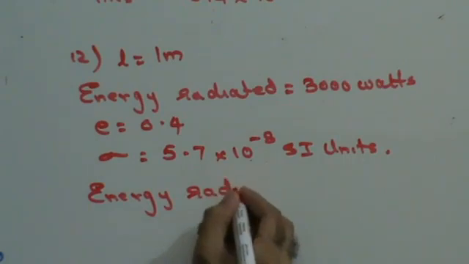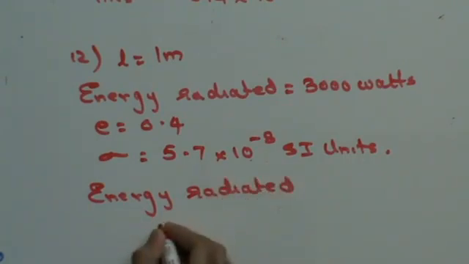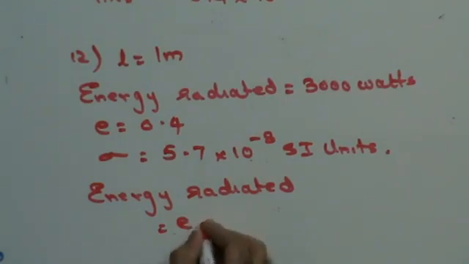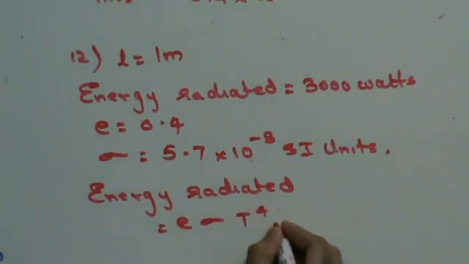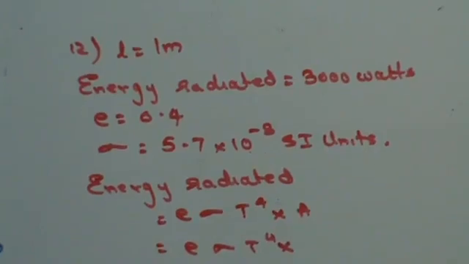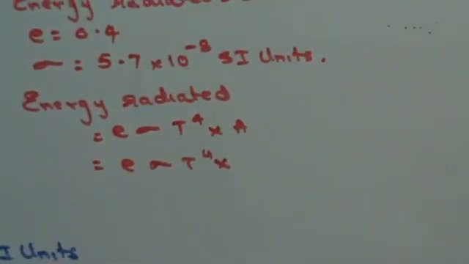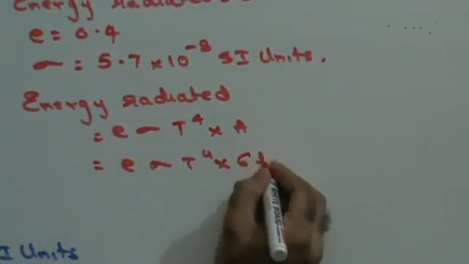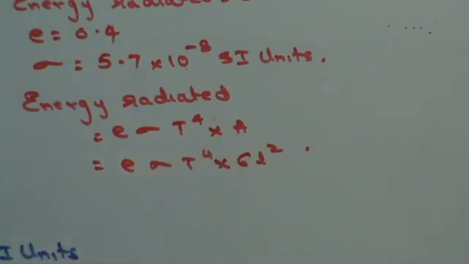Energy radiated. Since this is not a black body, this will be emissivity into Stefan's constant into T raised to 4 multiplied by area. Now, since this is a cube, surface area of a cube will be nothing but 6L square. So, you should be able to get the answer for this. We have all the values L, E, sigma, and energy radiated. I should be able to get the temperature now.